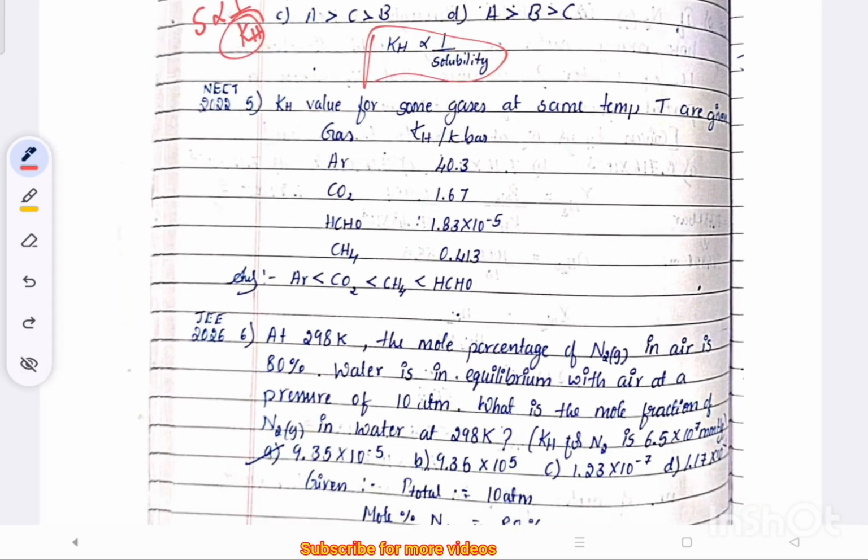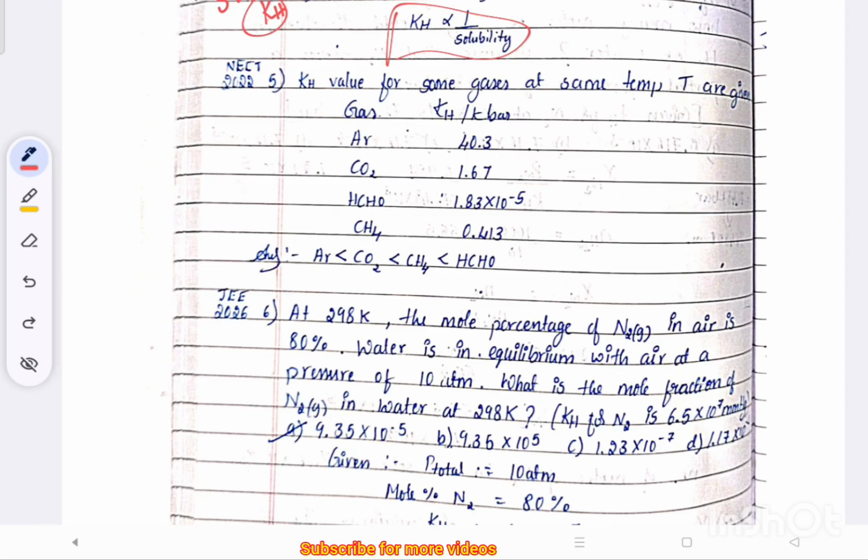Next, KH value, again the same type of question only. KH value they gave and gas they gave, and for that KH value they gave. Then they're asking for an order. So which has more KH value has less solubility. That's why they gave this answer. Got it? Then next one.